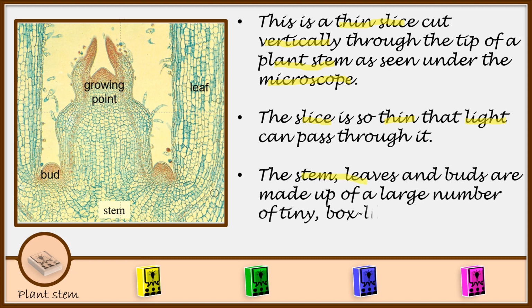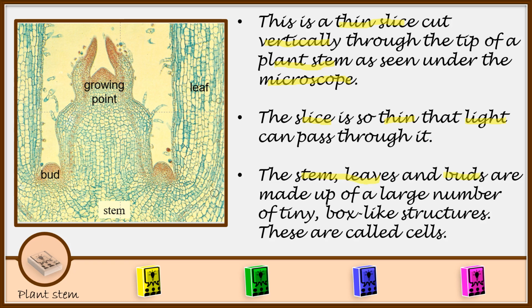The stem, leaves and the buds are made up of tiny box-like structures, and these are called cells. So when you look at the whole stem, the leaves, the buds, the growing points, you will see that they are made up of a large number of tiny box-like structures, and these structures that we are seeing, they are the cells.